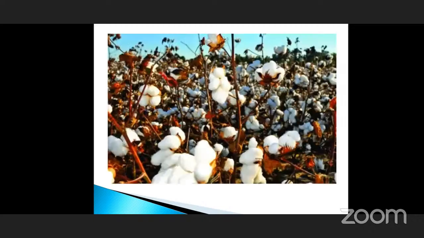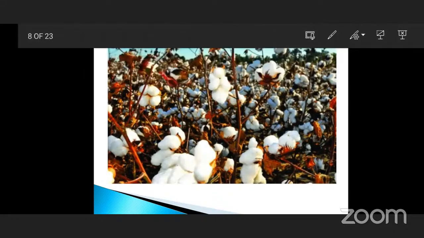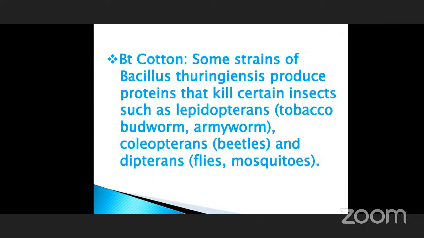So in Bt cotton, from the bacterium Bacillus thuringiensis, Bt genes are isolated. Bt toxin, which is nothing but a protein, exists in an inactive form called prototoxin. But once an insect ingests that inactive toxin, it is converted into the active form of toxin due to the alkaline pH of the gut, which solubilizes the crystals.